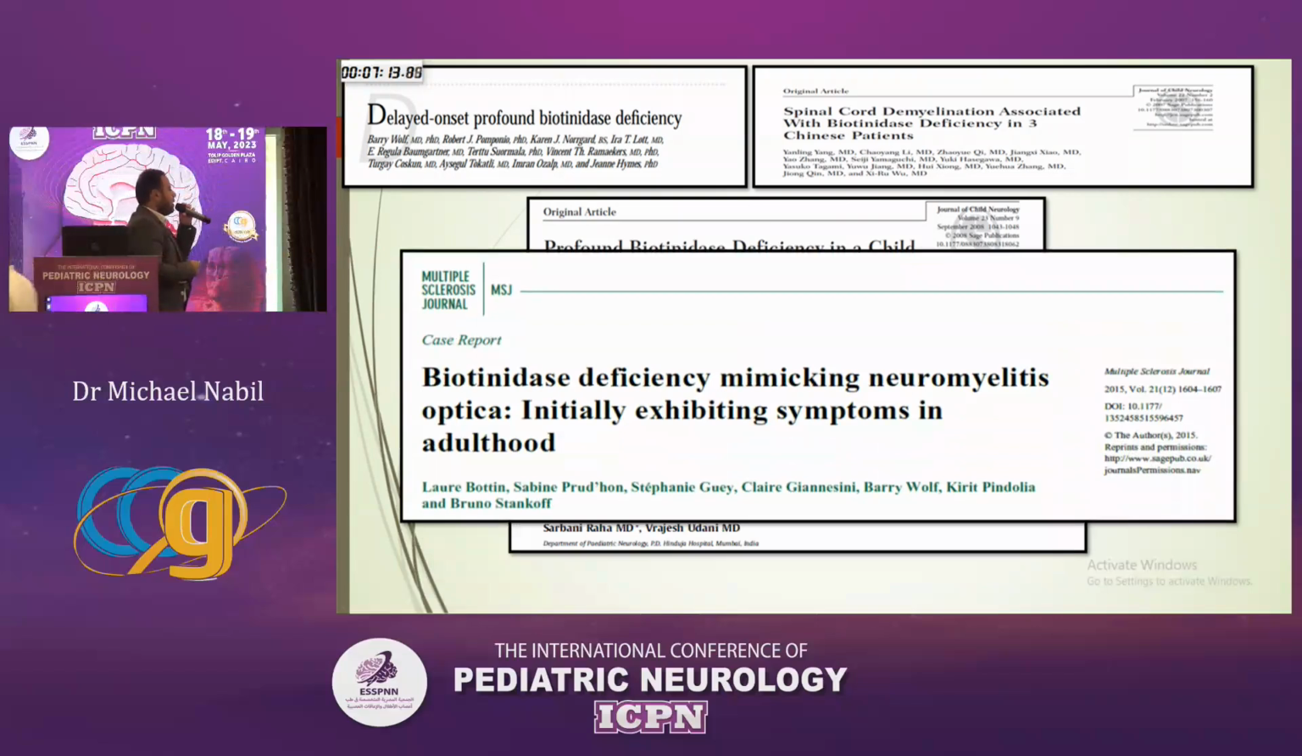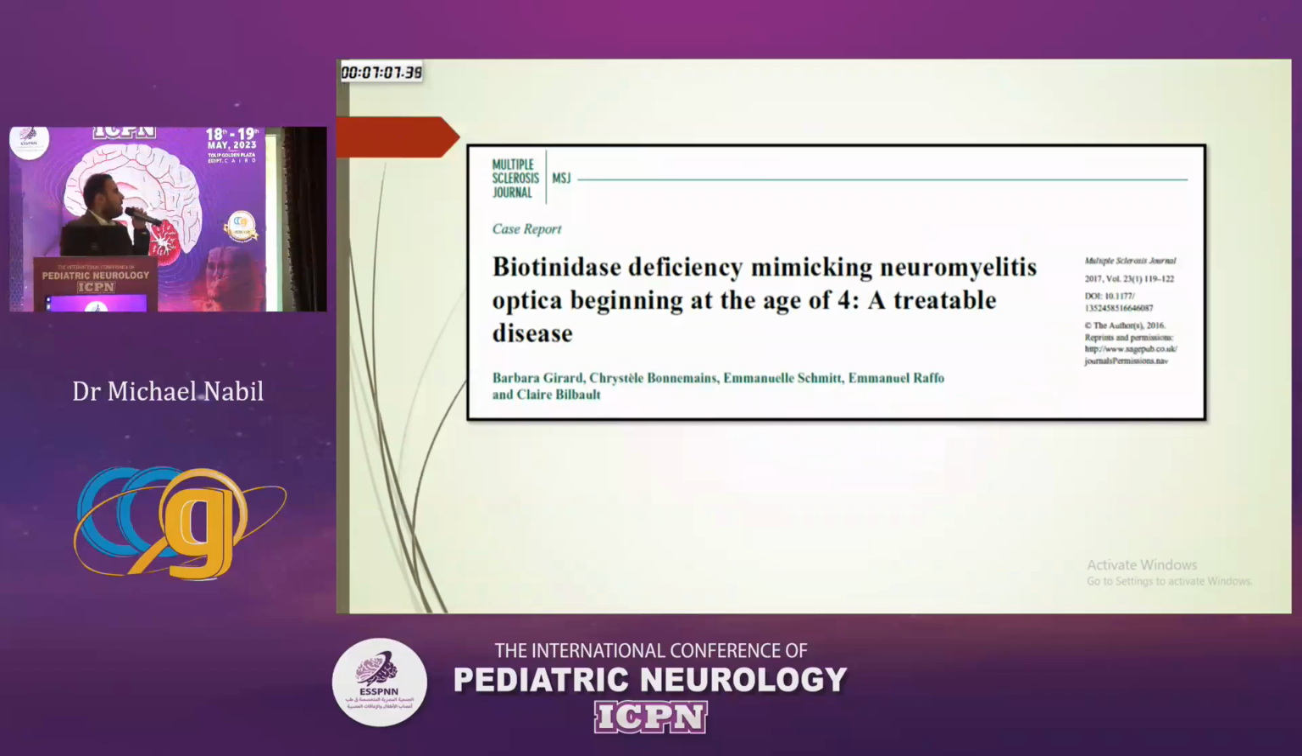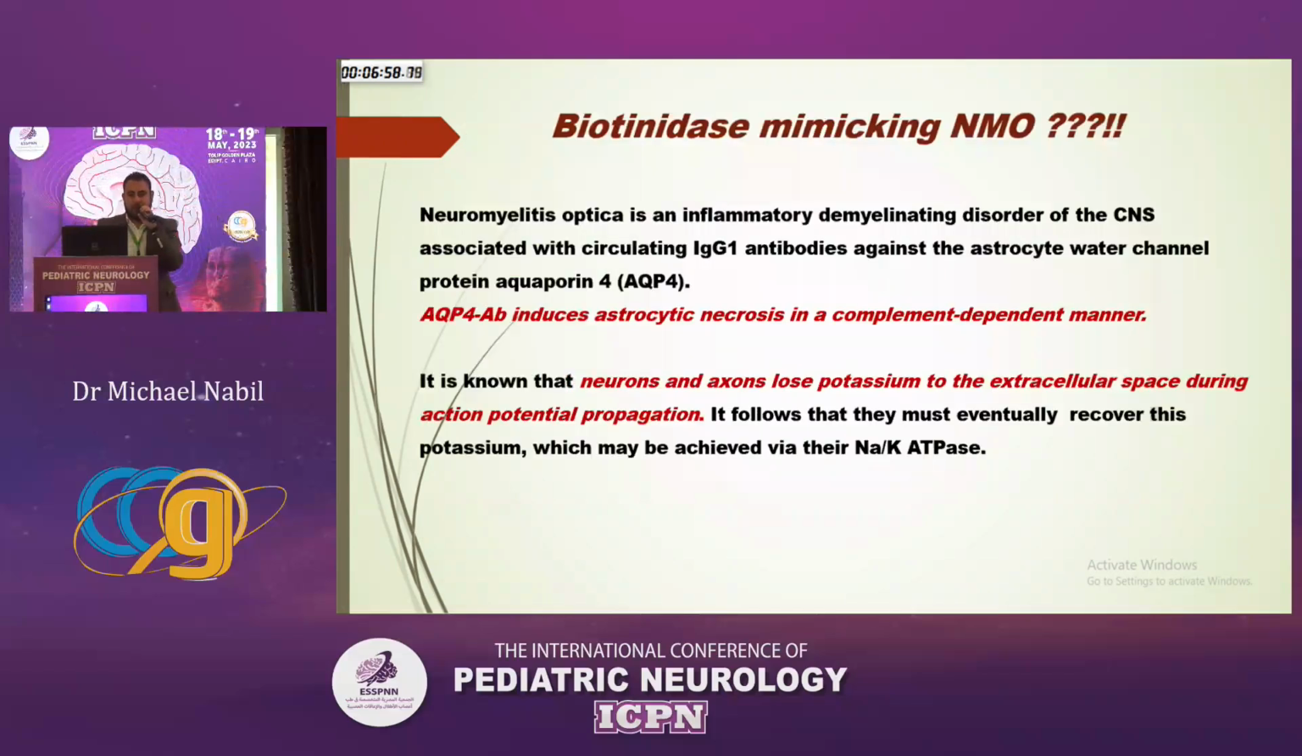Lastly, this paper: biotinidase deficiency mimicking neuromyelitis optica in adulthood. And this paper: biotinidase deficiency mimicking neuromyelitis optica beginning at the age of 4 years. So now it is not that rare. So the question is, what is the relation between biotinidase deficiency and neuromyelitis optica?